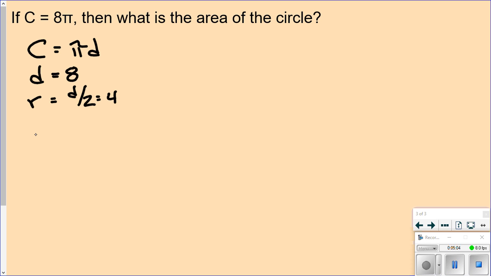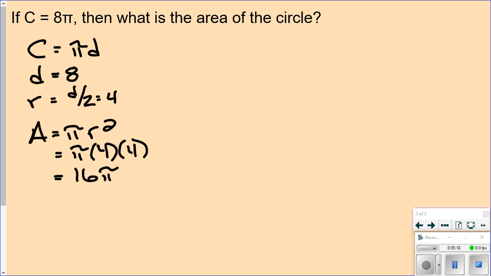And now to find the area is pi times radius squared. So that would be pi times 4 times 4. In terms of pi, the answer would be 16 pi. And if we multiply that out, 16 times 3.14, we get that the area is 50.24. And they didn't give us any units here, so 50.24.